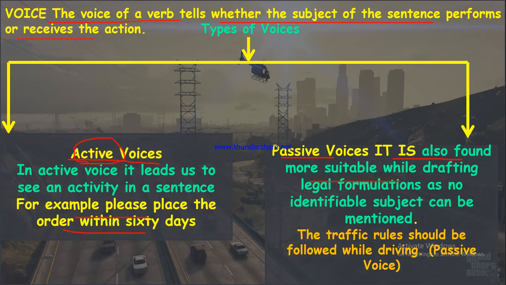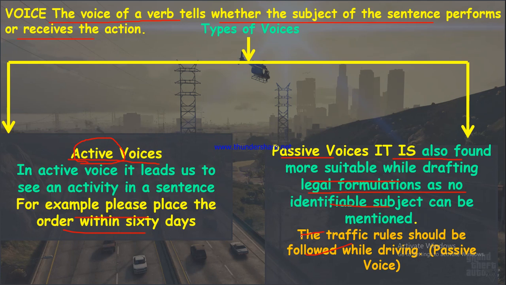indirectly ordering something. It is more suitable for legal formulation as there is no identifiable subject in it. For example, the first sentence is "The traffic rules should be followed while driving." So this is known as passive voice, indirectly saying that you should follow the traffic rules.